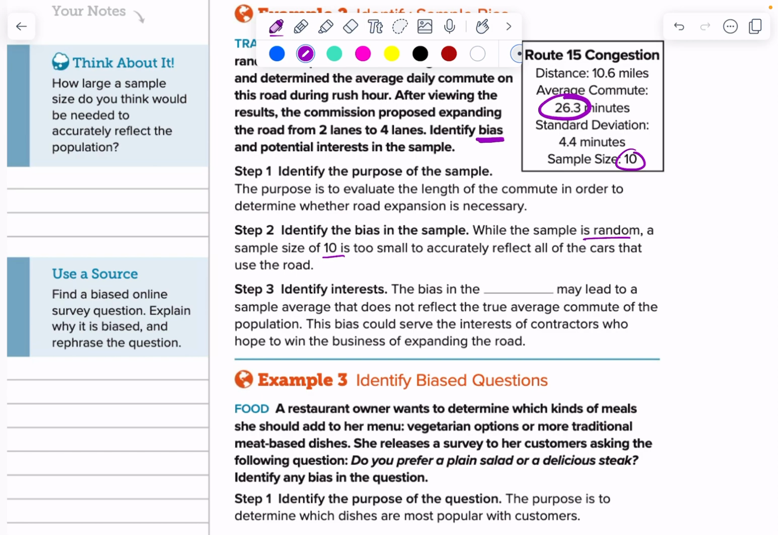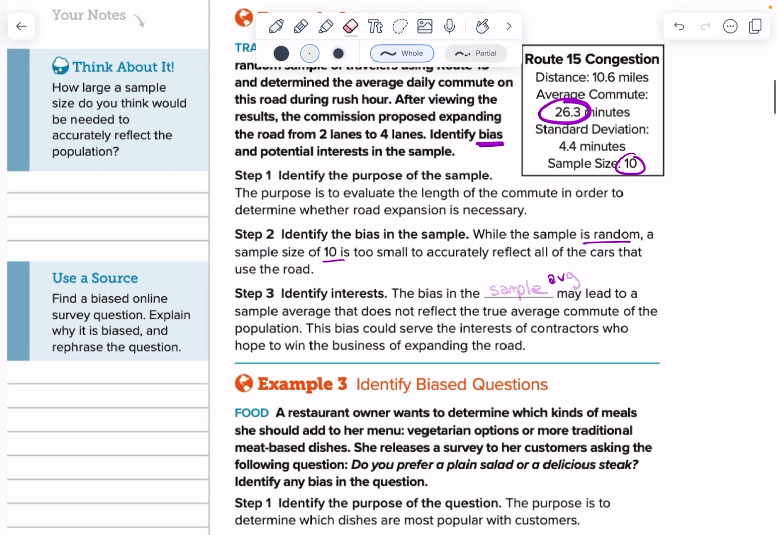The bias is in the blank may lead to a sample average that does not reflect the true average commute of the population. The sample may lead to a sample average that is the bias in the... Okay, maybe we should do average commute, because they did say sample average. So let's say the bias is in the average commute, may lead to a sample average that does not reflect the true average commute of the population.